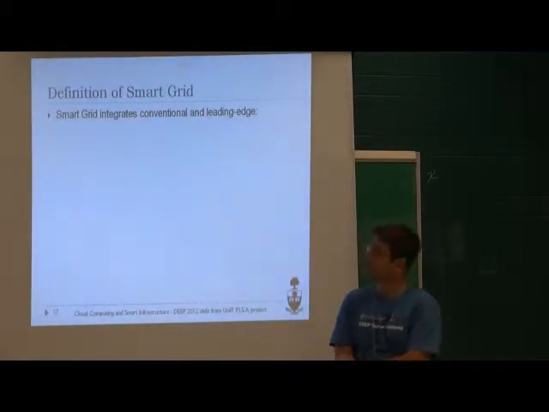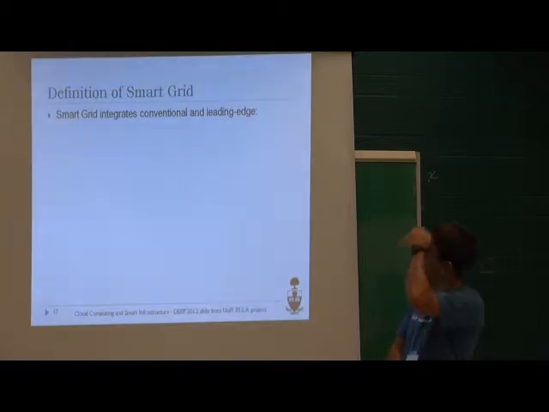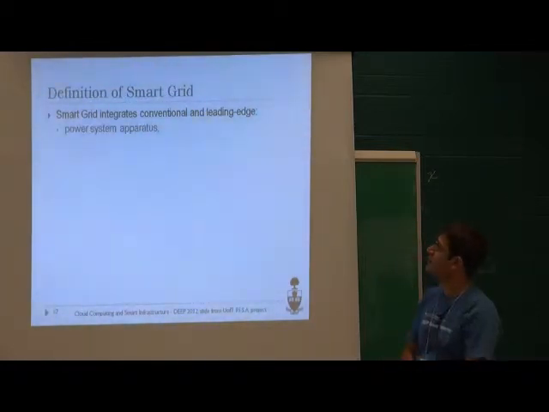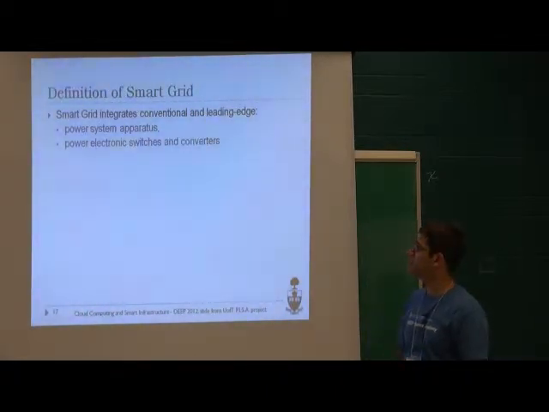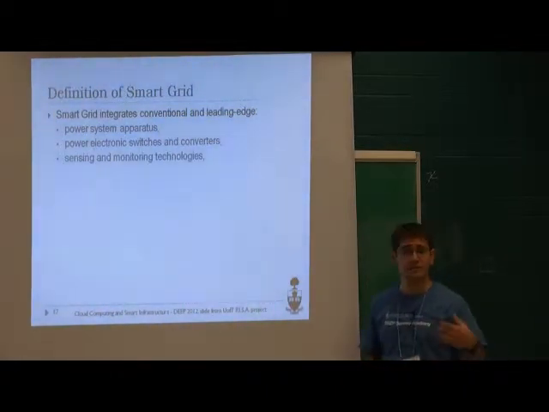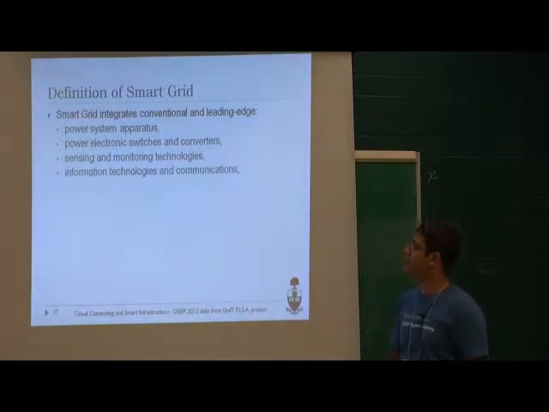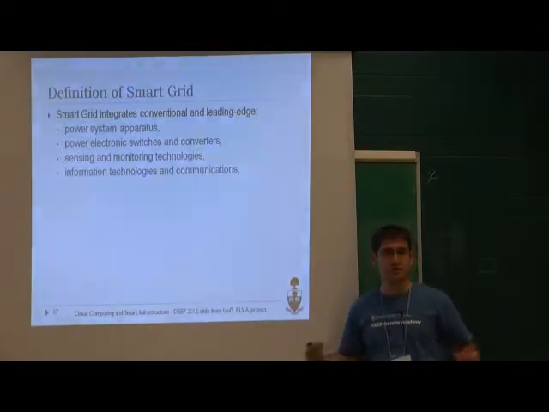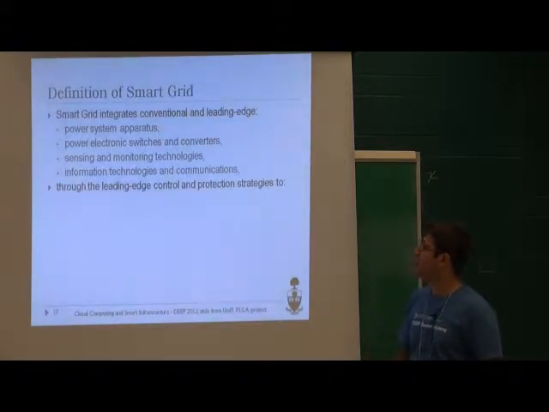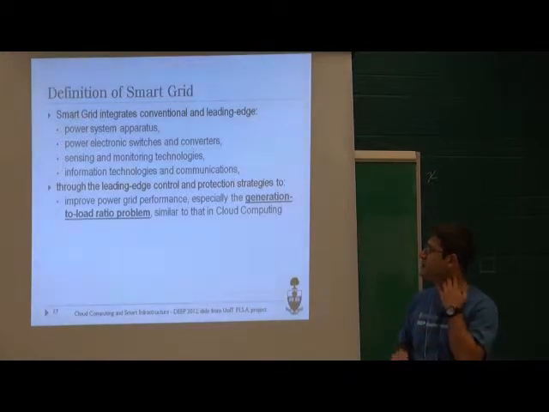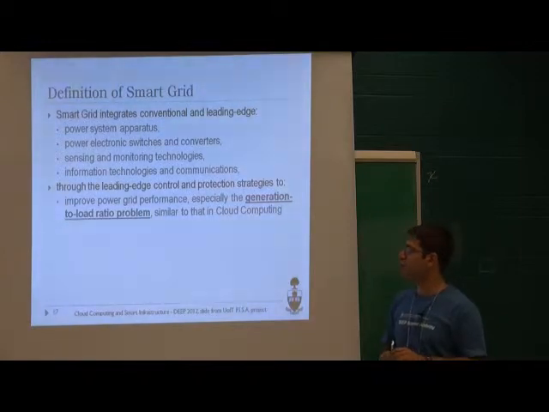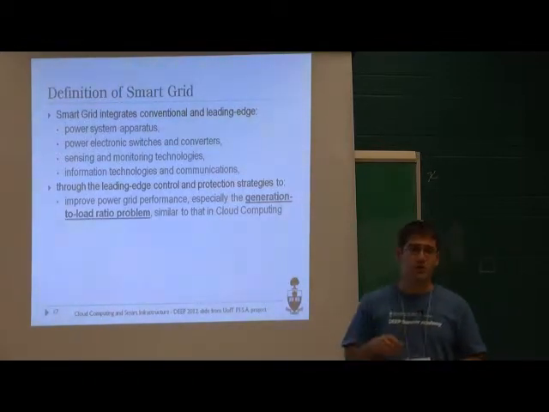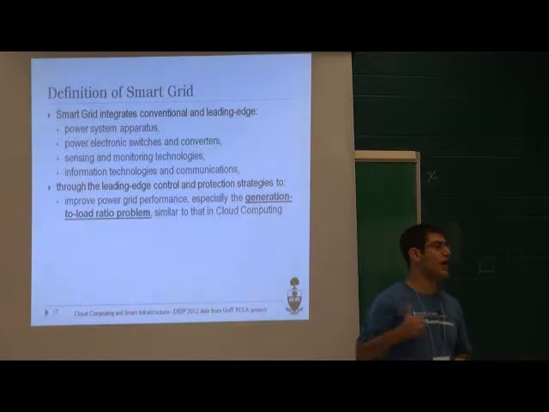Okay, so definition of smart grid. Smart grid is a device that integrates conventional and leading edge power system devices, power electronic switches and converters, sensing and monitoring technologies for your data, information technologies and communications in order for your data to be transferred. And through this technology and protection strategies, it solves the generation to load ratio problem, which is similar to that in cloud computing. So another way of looking at this is the peak to average ratio problem.